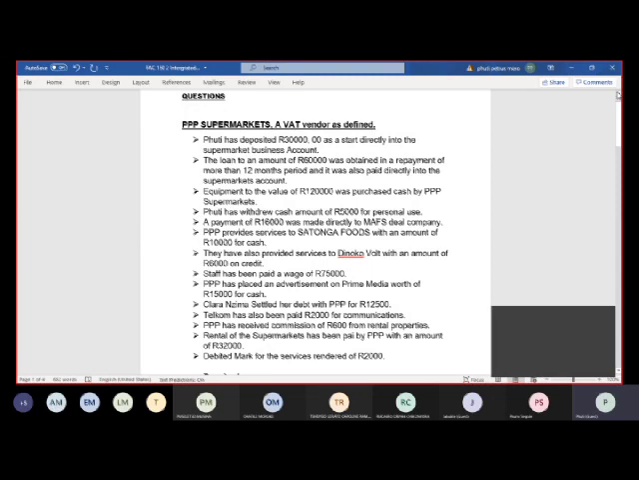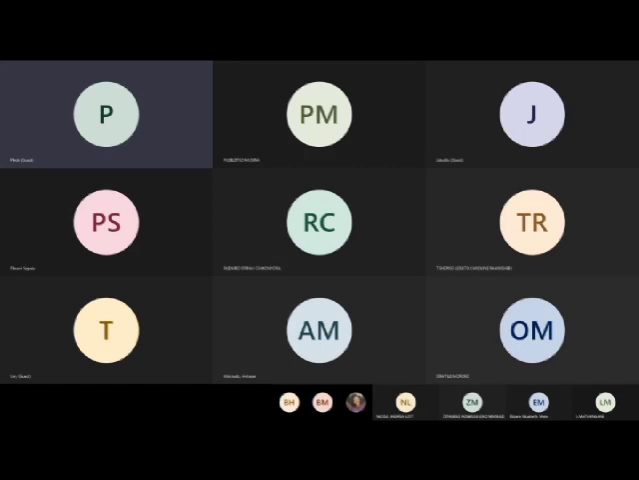Right, number 1 says Triple P Supermarket is a VAT vendor. Transaction number 1 says that Pooty has deposited 30,000 rand as a start directly into the supermarket business. Okay, this is what I'm going to do now. I want to show you this, and this is how we're going to answer the questions.